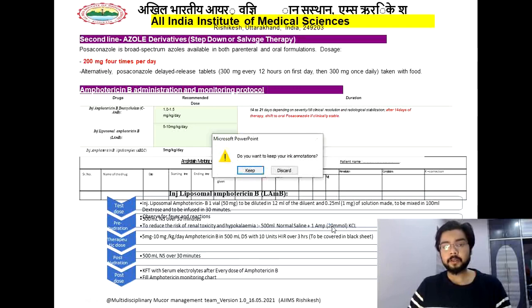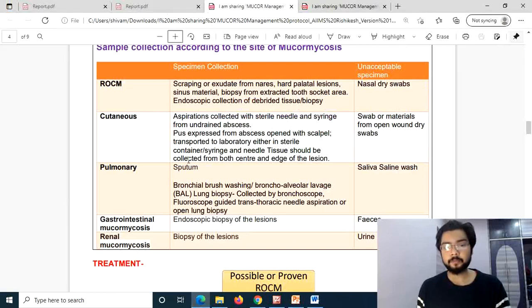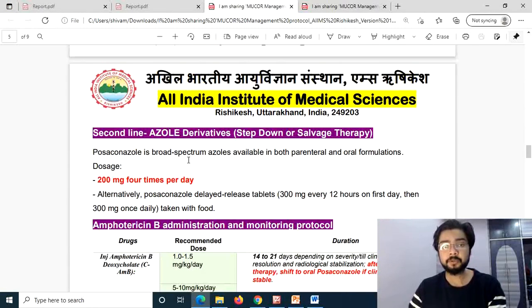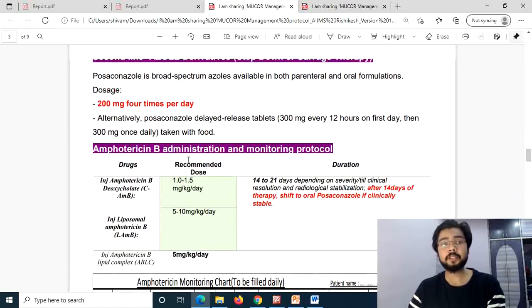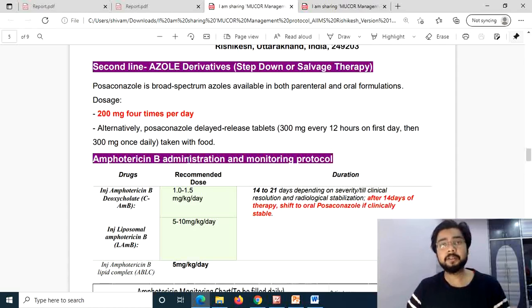Now coming to the part of how you are going to give it. What is the protocol, right? So as you are doing duty right now in COVID, they expect that you should know how and when you are giving and what you are doing while giving this. Before that, we'll see one second line drug is also there.